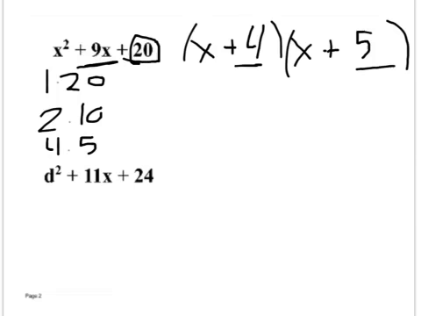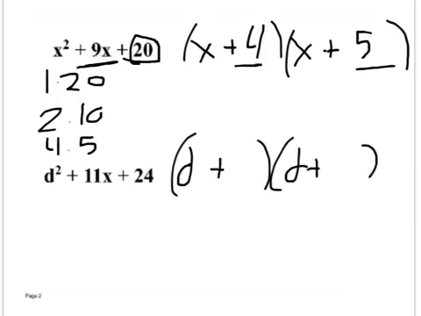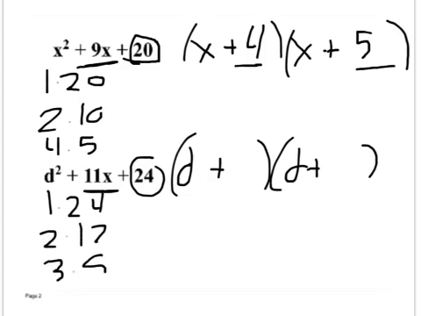Next, d squared plus 11d plus 24. So we have d plus something times d plus something. I need to know what multiplies to give me 24 and adds to give me 11. So just go through the factors of 24. 1 and 24. Does that add to give me 11? What about 2 and 12? What about 3 and 8? Yes. There we go. So d plus 3 times d plus 8.